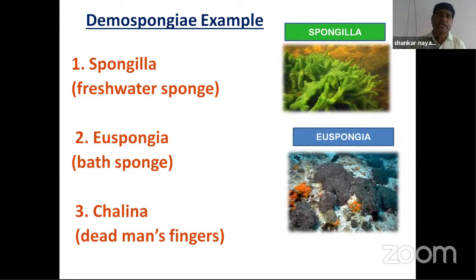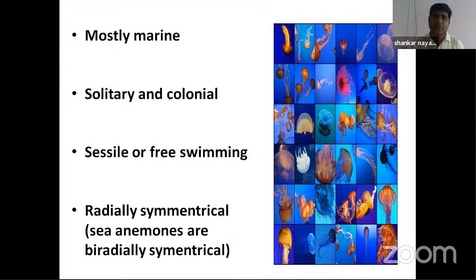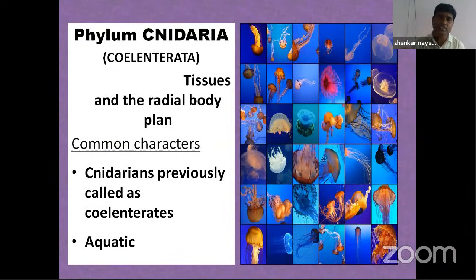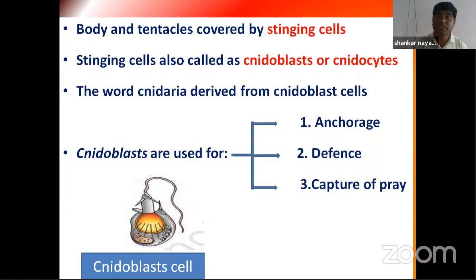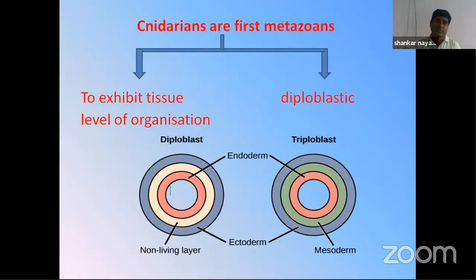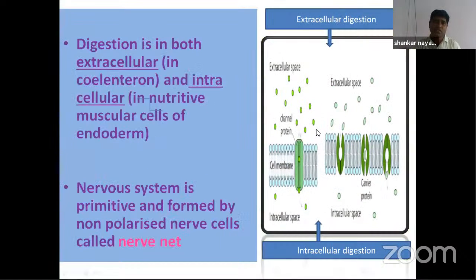So try to remember. And when we see Cnidaria, tissues are formed for the first time in these animals, which is an important character. Why these are called Cnidaria, and why these are called Coelenterata, is also important. Having stinging cells is one of the very important characters of these animals. Try to remember cnidoblast cells and nematocysts and their functions also: anchorage, defense, and capture. Having a coelenteron is also an important character. Digestion is extra and intracellular. There is a nerve net.